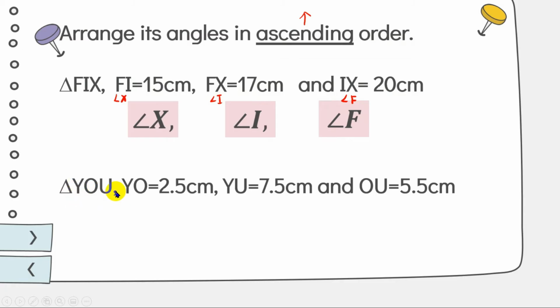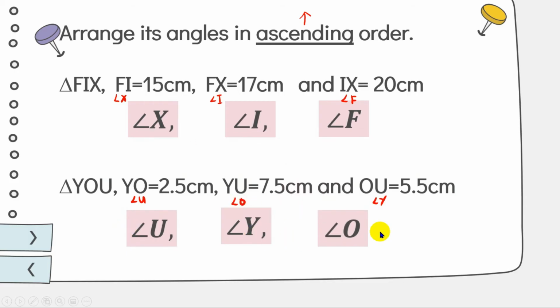Now, for triangle YOU. YO is 2.5. Opposite to it is angle U. YU is 7.5 cm. Opposite to it is angle O. And OU is 5.5 cm. Angle opposite to it is angle Y. Ascending pa rin po, so maliit, papalaki. 2.5 ang pinakamaliit, so angle U ang mauuna. Sunod ay ang 7.5 ba or 5.5? So the answer is yung 5.5. At ang opposite sa kanya ay angle Y. Then the last one is yung ating YU, which is 7.5. Kaya po ang kanyang opposite angle ay angle O. So, angle U, angle Y, and angle O will be the arrangement of the angles in ascending order.